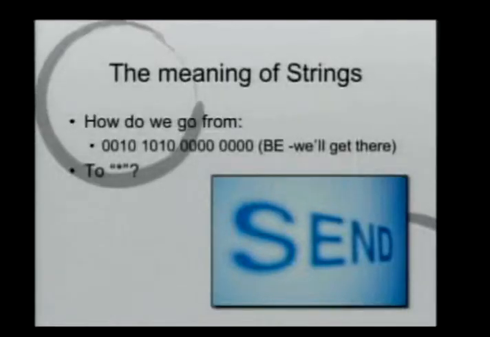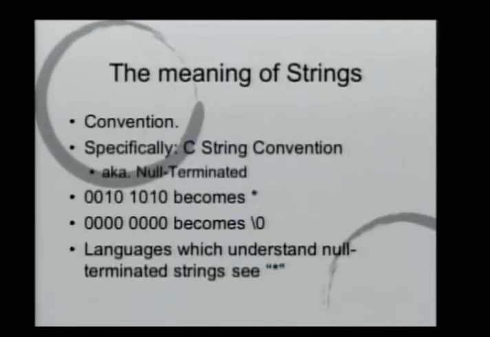So how do we get from 0010 1010 00000000 in big endian, we'll talk about that in a minute, to a star? And quotes in programming, double quotes are usually representative of a string. So how do you get to the string star from that? Without this convention, there's what's known as the C-string convention. It's the convention in C for how strings work. And specifically, the string convention is null terminated. It means a byte at the end, 8 bits, aka 8 zeros, is a null terminator. It means that's the end of a string.